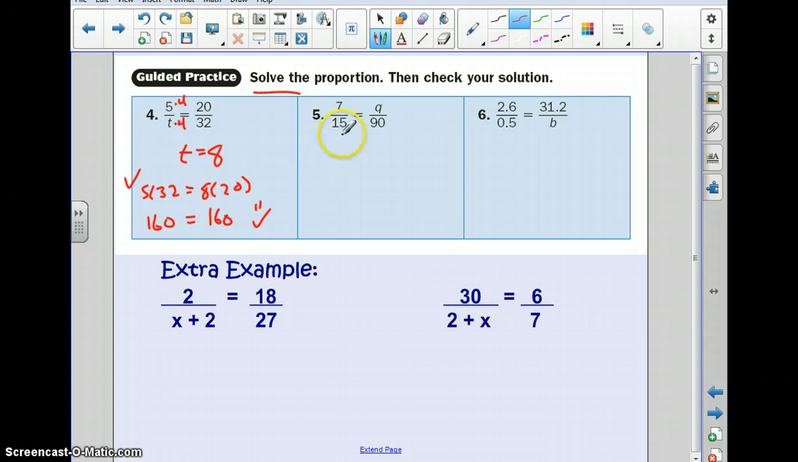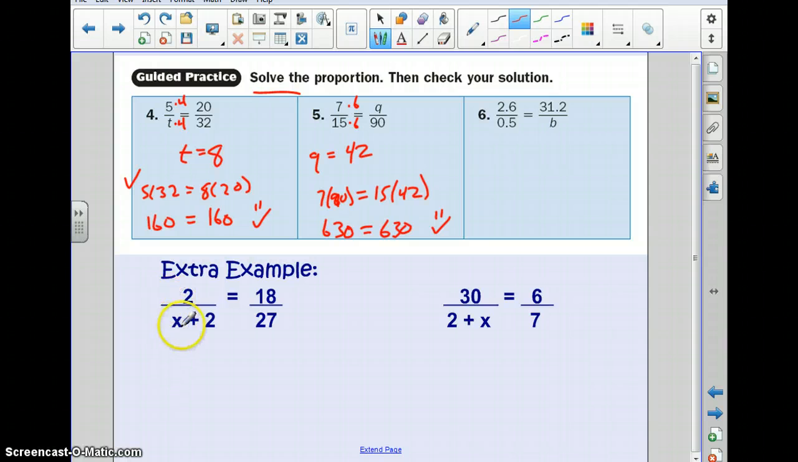This one here, once again, an easy one. 15 times 6 is 90. So 7 times 6, 42. And then I could check it the same way. I would plug 7 times 90 equals 15 times 42. 630 equals 630. And you could use the calculator to check these. All right, I'm going to skip this one for right now because I want to focus on this. I know my time's getting short, so I want to focus on this one here.